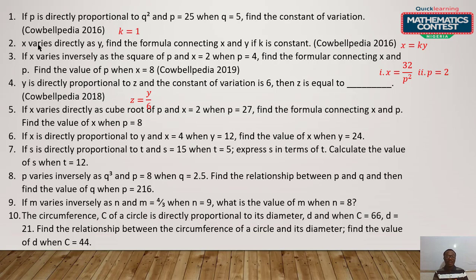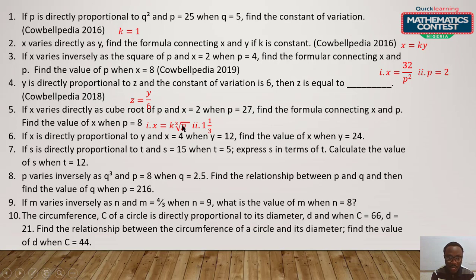I think I'll stop the time now. Let's see the answer. Now, look at the first part. X varies directly as the cube root of p. This is how to write it. If I bring my constant of proportionality, it will be x equals k cube root of p. And x is 2 when p is 27. Find the formula connecting them.